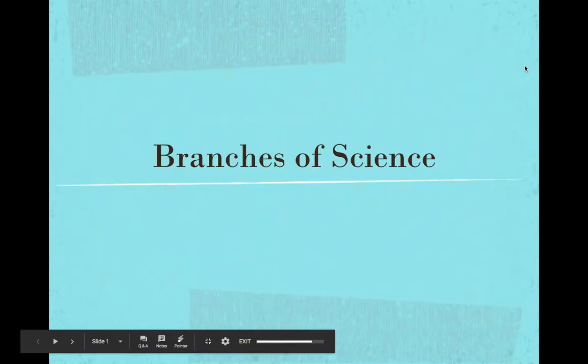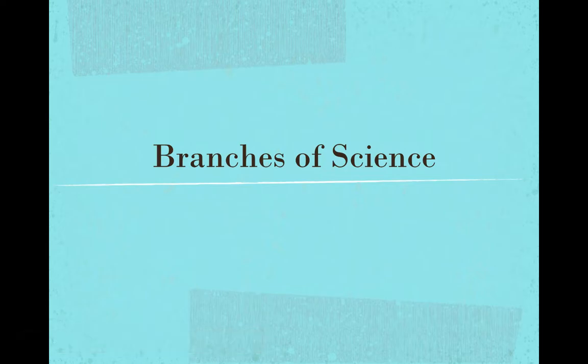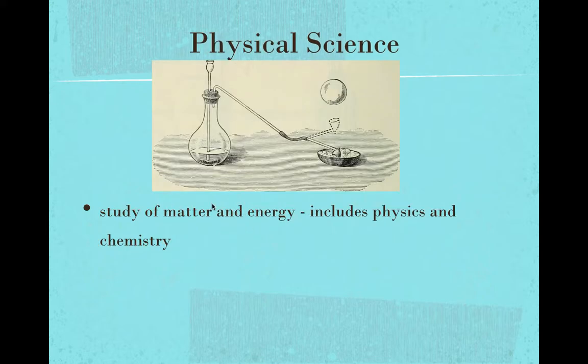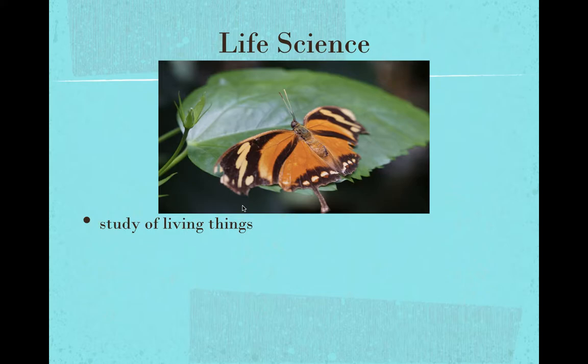Okay, here are the branches of science that you need to practice for your speaking tests and writing tests. Branches of science. There's earth science: the study of earth, rocks, soils, oceans, atmospheres, and surface features, weather and climate. There's physical science: the study of matter and energy. This includes physics and chemistry. Life science: study of living things.